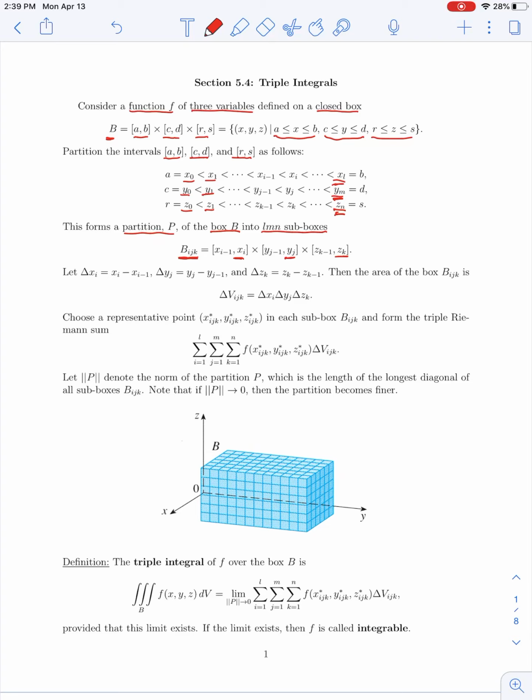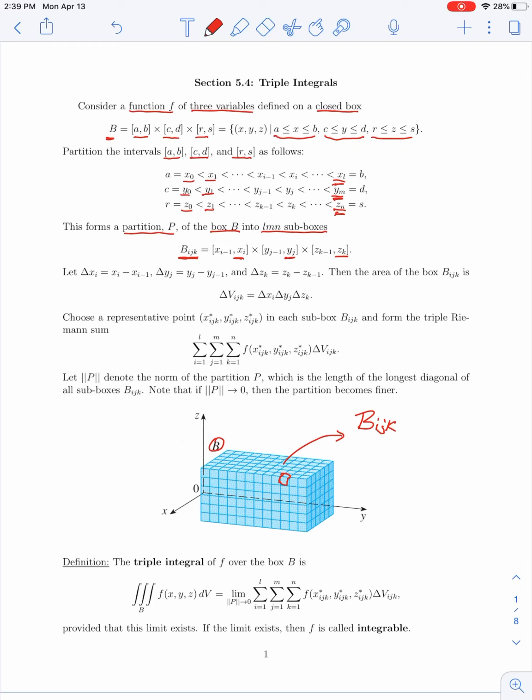Down here in our figure, we have some box B, and by partitioning our x, y, and z intervals, we see that we're dividing it up into these little sub-boxes, and any one of these sub-boxes we could identify by using the subscripts, B sub ijk.